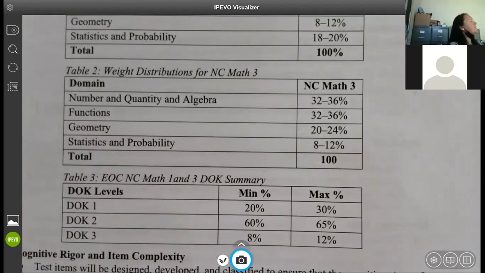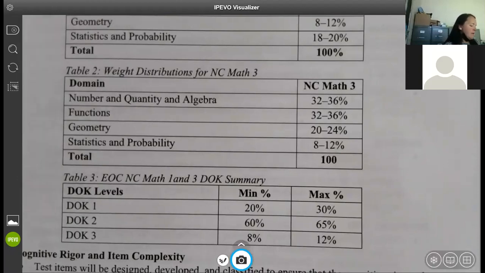20 to 24 is geometry. That's your circles, any kind of triangles, anything like that. And then the last part is stats and probability. And the only stats and probability that you've really dealt with are like the mean, like the normal curve. You guys know what I'm talking about, where we did the percentages. So make sure you know those percentages and that the mean is in the middle and then the standard deviations go to the outside. Know those percentages. But again, it's only 8 to 12% of your test.